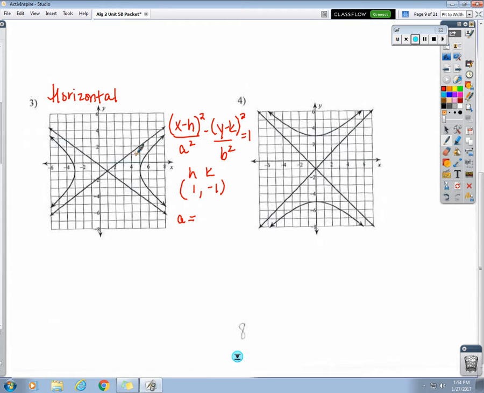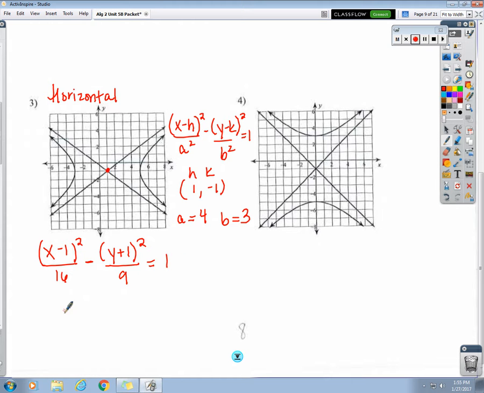Okay, so that's your horizontal distance. From the center over is 1, 2, 3, 4 units. And then your b distance is under y, so that's your vertical distance. That's 1, 2, 3 units. So the equation would be x minus 1 squared over 16 minus y minus k, and your k is a negative 1, so that becomes plus 1 squared over 9.